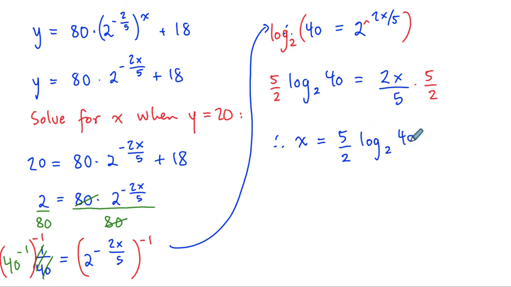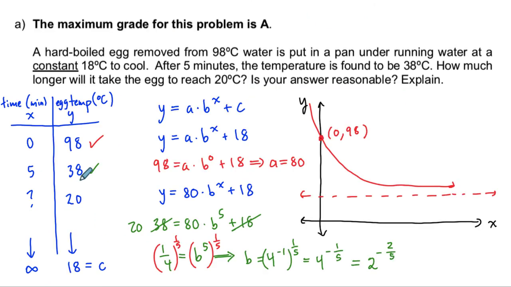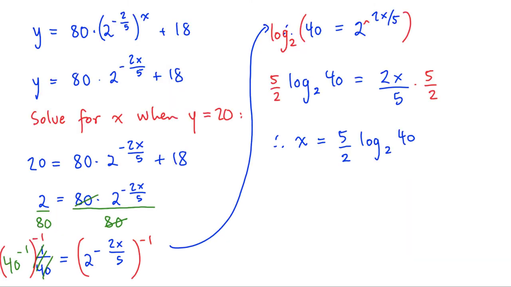Now we want to know if this answer is reasonable. To be reasonable, we need the time that we just solved for to be more than 5, because the temperature is decreasing and has to be in line with the temperature values 98, 38, 20. So in order to approximate this, I might want to know something about how big log base 2 of 40 is, which means I want to know the perfect powers of 2. So if I recall my basic number facts, I have 2 to the 1, 2 to the 2, 2 to the 3, 2 to the 4, 2 to the 5, getting closer, and then 2 to the 6.